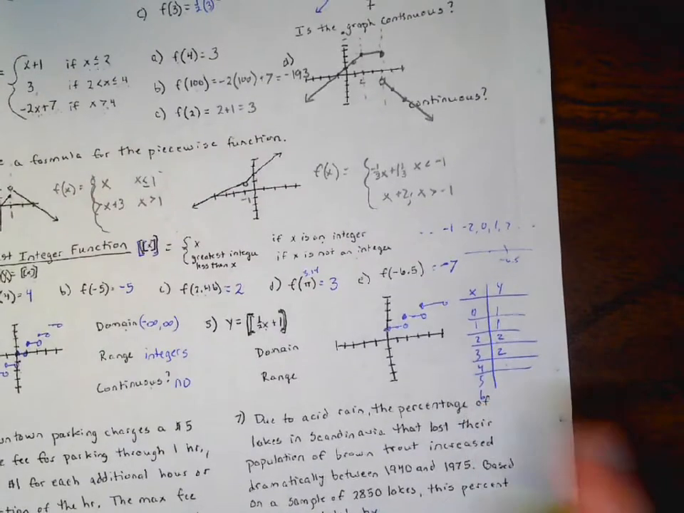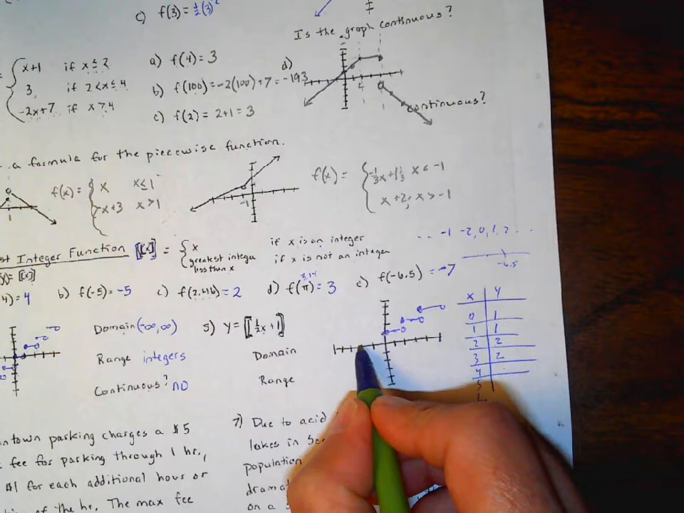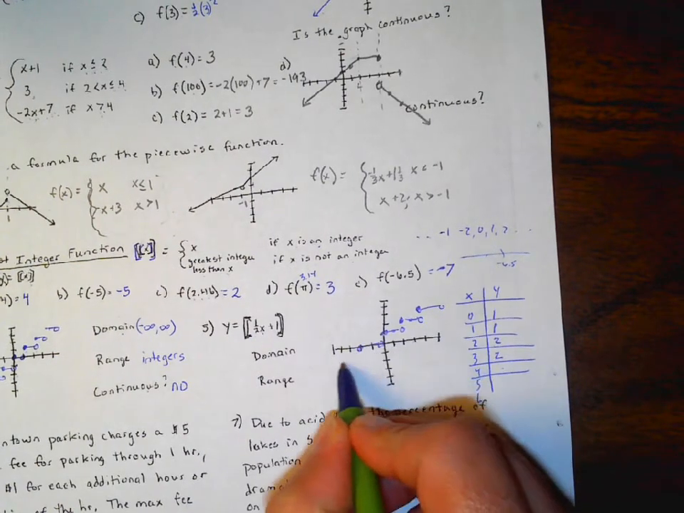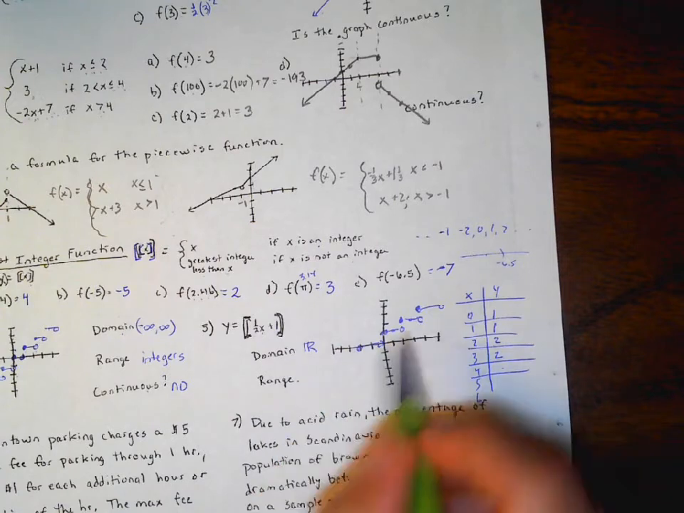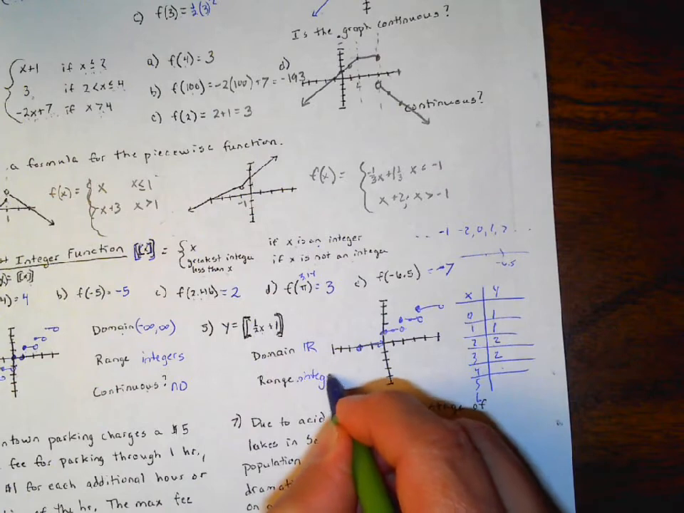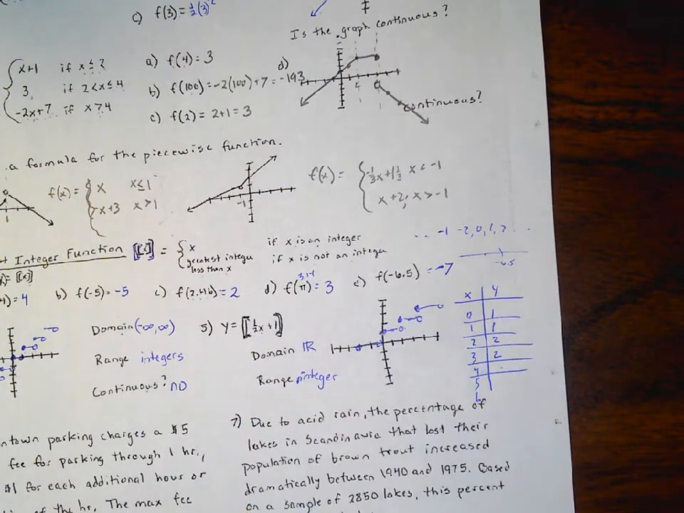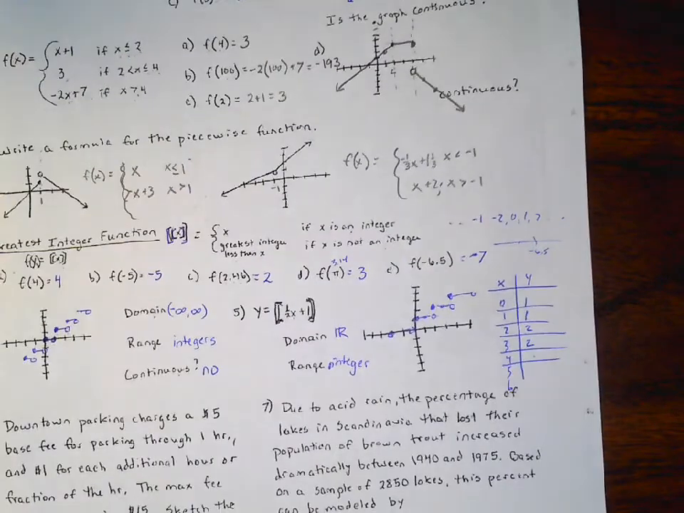Okay, so here the domain, once again, would keep going for all these numbers here, so it would be all real numbers. And the range, once again, we have every integer. Okay, now, so we'll leave it at that.